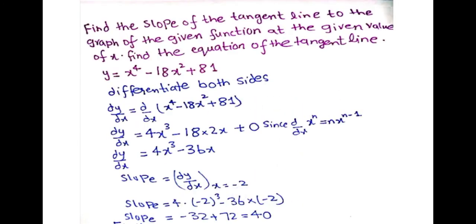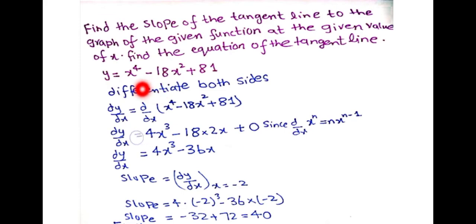Then moving on to the next question: find the slope of the tangent line to the graph of the given function at the given value of x. Find the equation of the tangent line. So in this case we are provided with the function, and we are asked to find the equation of the tangent line, and we are also given that the value of x is equal to -2.